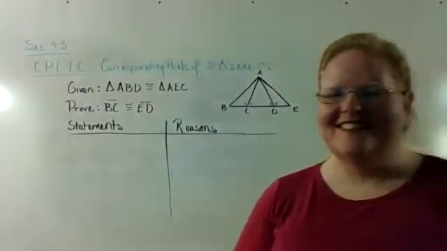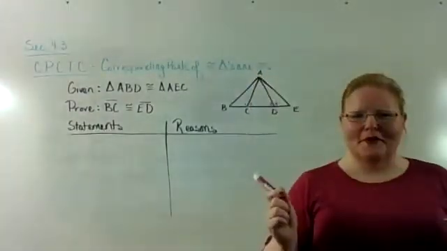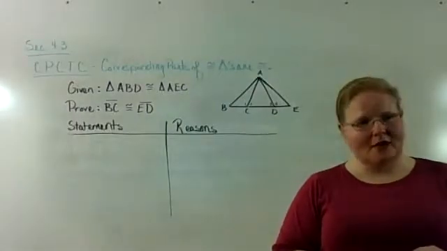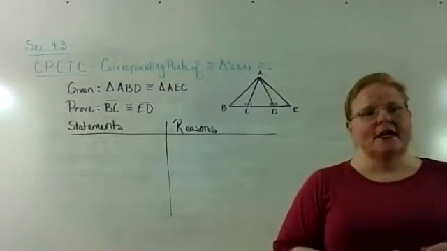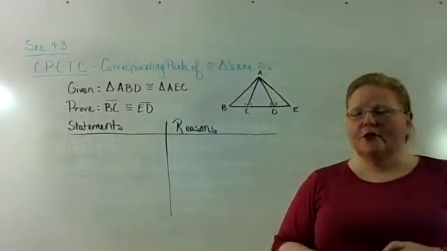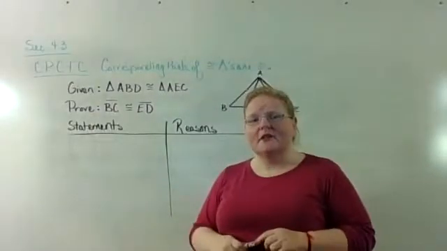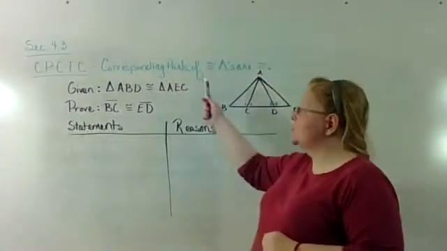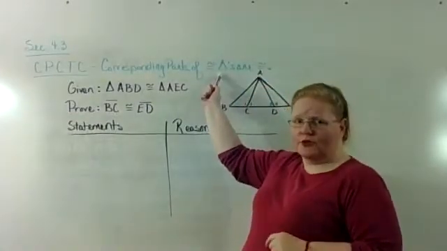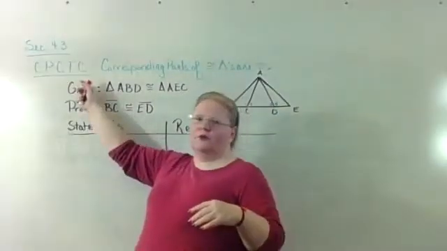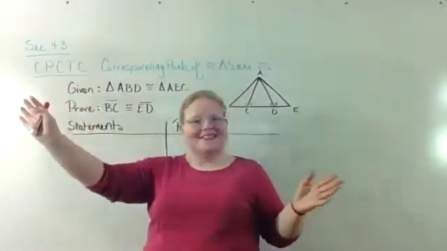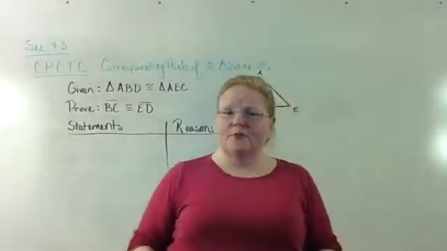So, for section 4.3, once again, there was no highlight video because, did I mention hurricane? However, the only thing that would have been in that highlight video is that corresponding parts of congruent triangles are congruent. We've said that before, but now they start using an acronym for it, the CPCTC. That's just what your book calls it.